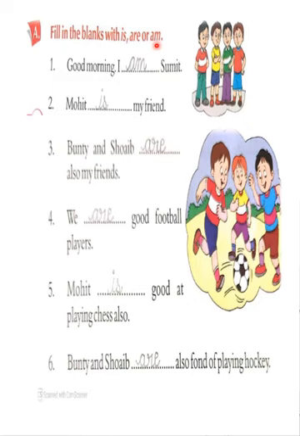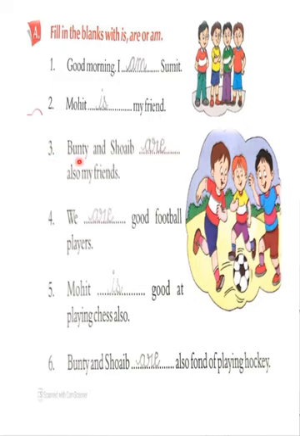Okay, so let's start. First, good morning, I dash Sumit. So I is written here, which means we are going to use am with I. I am Sumit. Second, Mohit dash my friend. So here Mohit is only one, so with this singular we are going to use is. Whenever singular is given we will be using is. So Mohit is my friend.